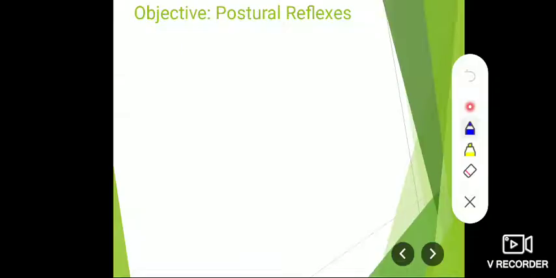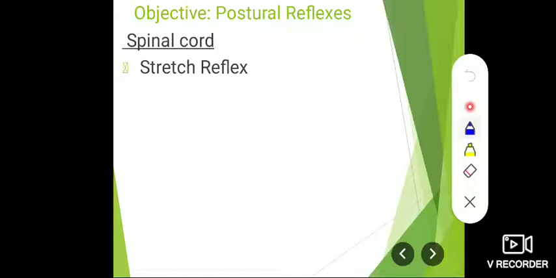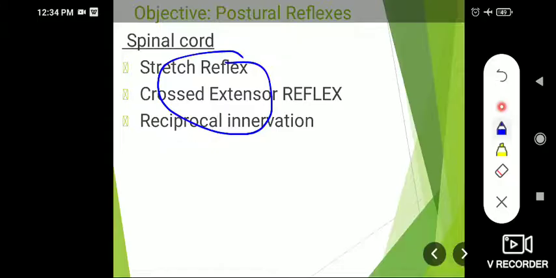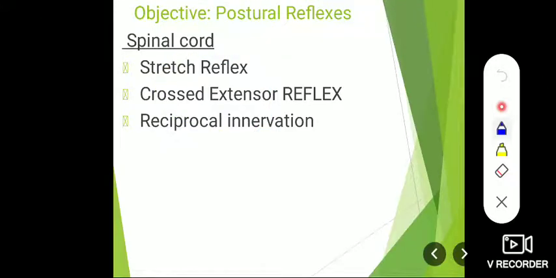Now the objectives of today's lecture are to find out the levels of integration of these reflexes and what these postural reflexes are. First and most basic is the stretch reflex, which we know is at the level of the spinal cord. Other is the cross extensor reflex, and reciprocal innervation. So these three are at the level of the spinal cord. By experiments we'll try to find this.